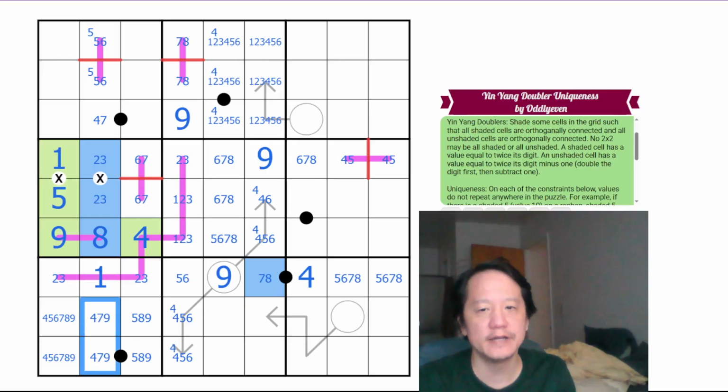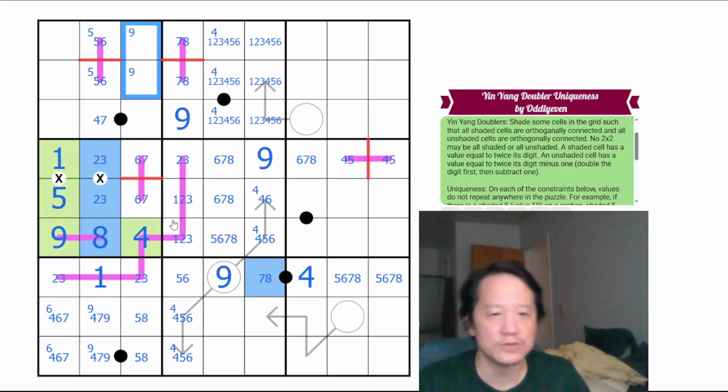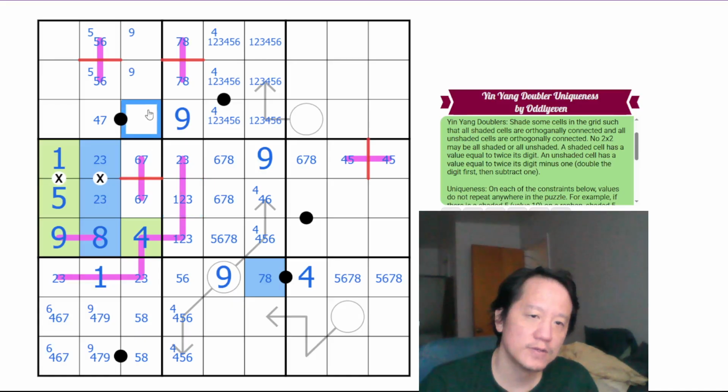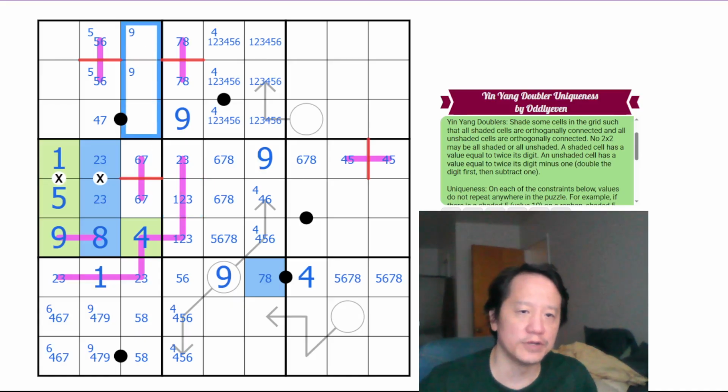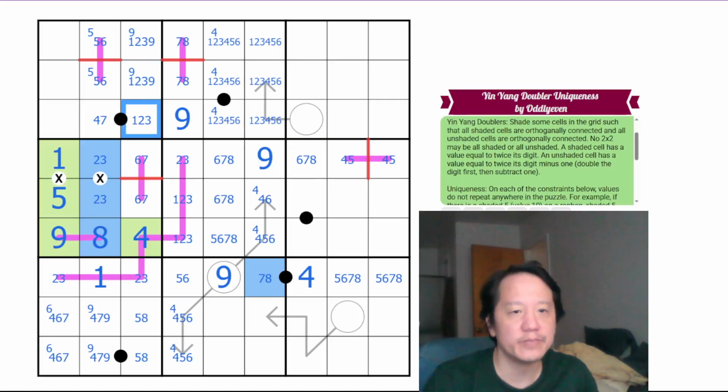Well, that means 9 is guaranteed to be one of these two digits here, so this can't be 9, this can't be 9, this is now a 5-8 pair here, which eliminates 5 and 8 in the rest of the box. So that means 6 is here. 9 has to be one of these two. Remaining digits in column 3 are 1, 2, 3, and 9. Obviously, 9 cannot be here.